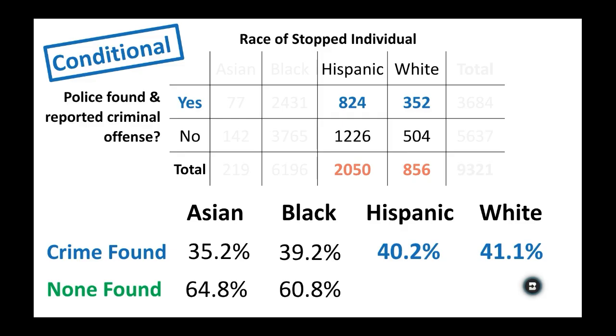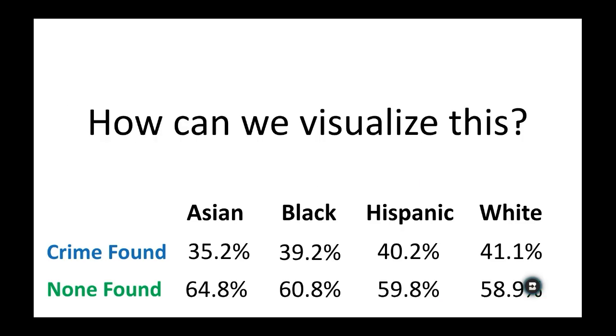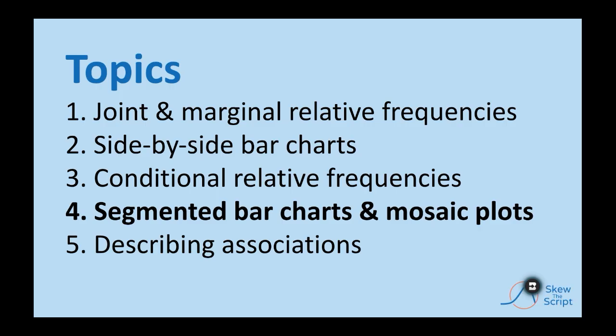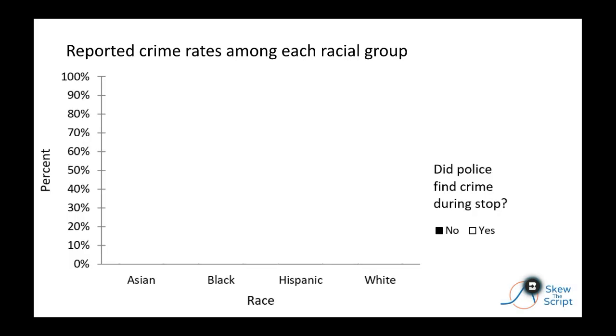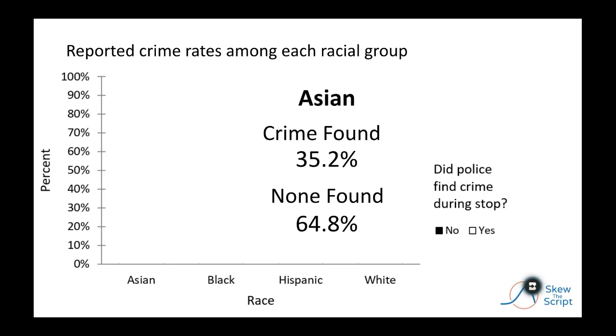We can do it with the remaining groups. We get 40.2% and 41.1% for Hispanic and white, respectively. And no crime was 59.8 and 58.9, respectively. Now that we've done these calculations, it's helpful to visualize these values for our analysis. So how can we do this? Two good graphs we can use are segmented bar charts and mosaic plots. For a segmented bar chart, we can set up our axes like this. Note the key on the right-hand side. Remember that for Asian individuals stopped, crime was 35.2% and no crime was 64.8%.